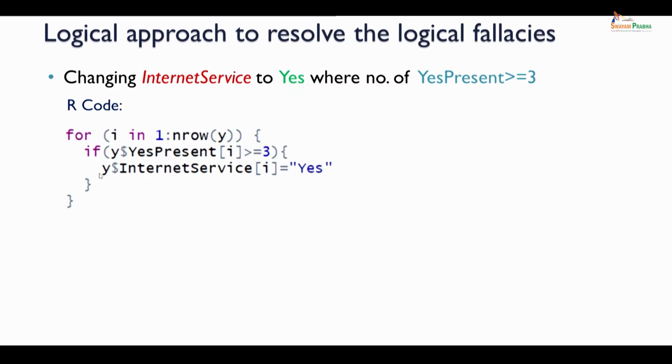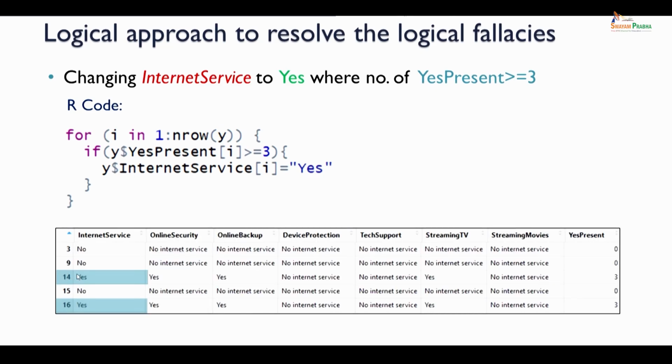So, to do that, we can do a for loop. This is similar to the for loop which I have explained before, where my I runs from the first observation to the number of rows in Y, and the condition is if the S present of my data frame Y has values greater than or equal to 3, then replace the internet service of Y with S. For loop execution.